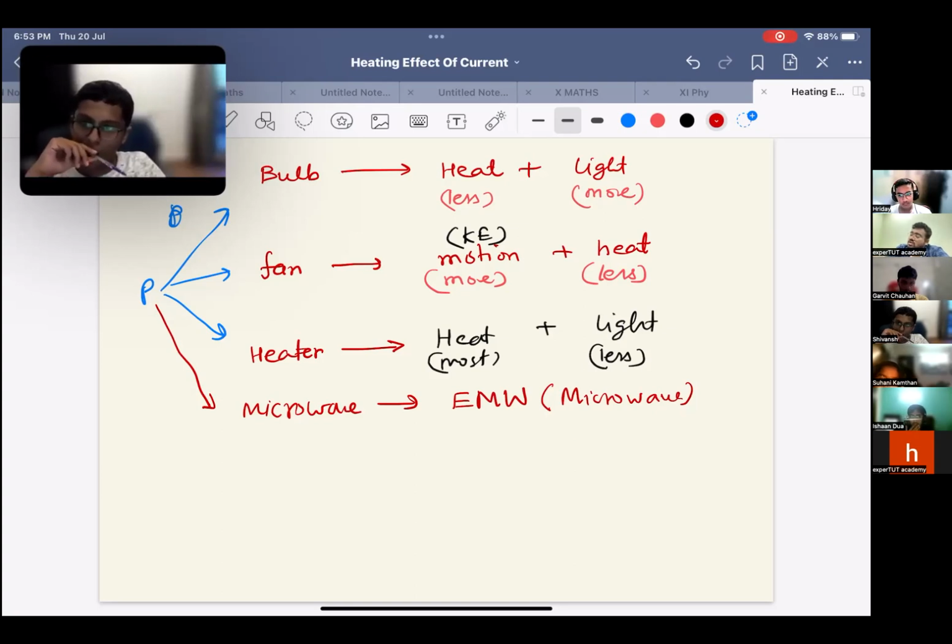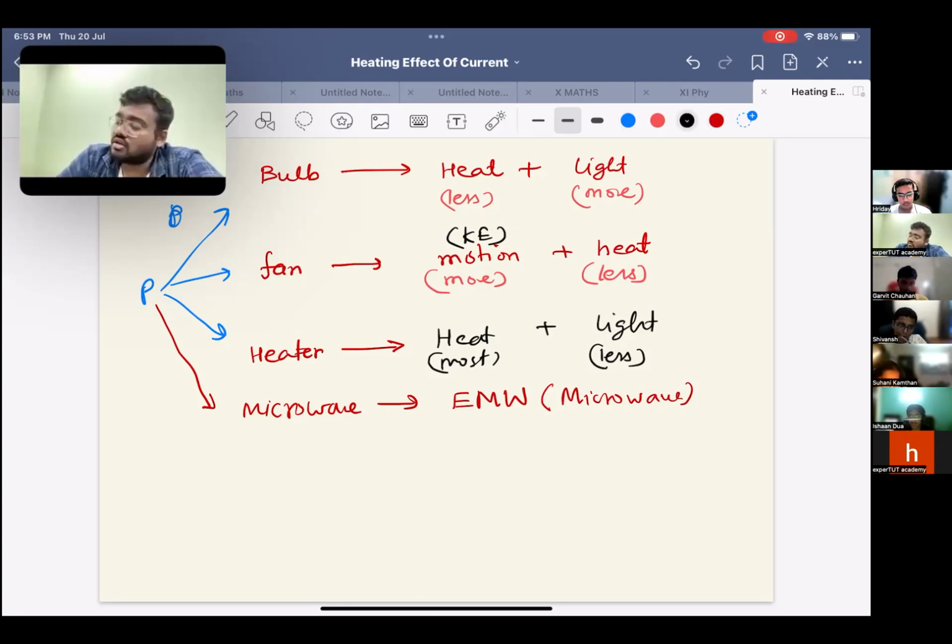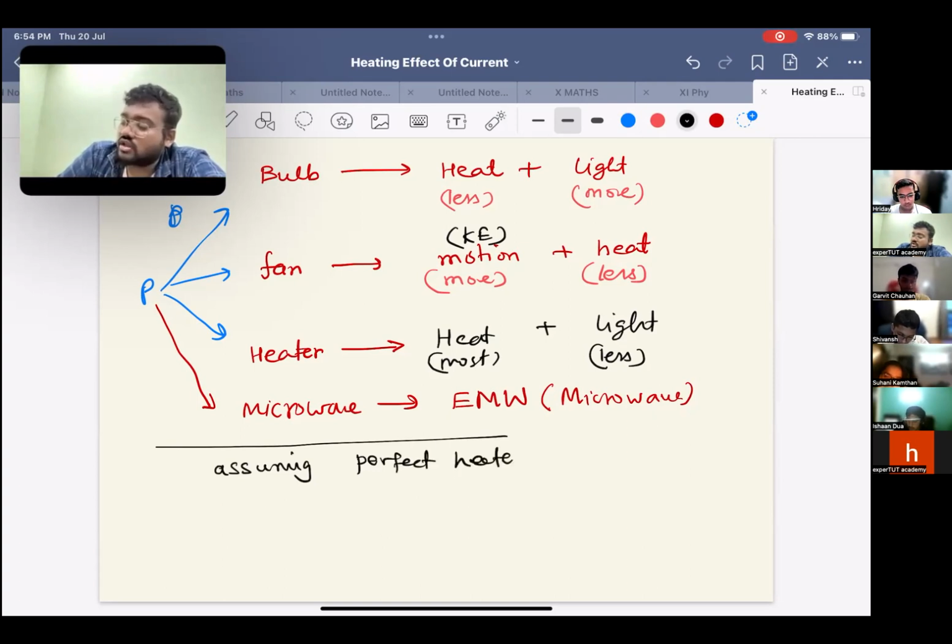Okay. So now the next thing is that for theory, for this chapter, for this year's grade, we are assuming the device is a perfect heater. Okay. If it is a perfect heater, what will a perfect heater do? Whatever power is coming, it will convert to heat. Okay. Whatever power is coming, it is converting to heat.